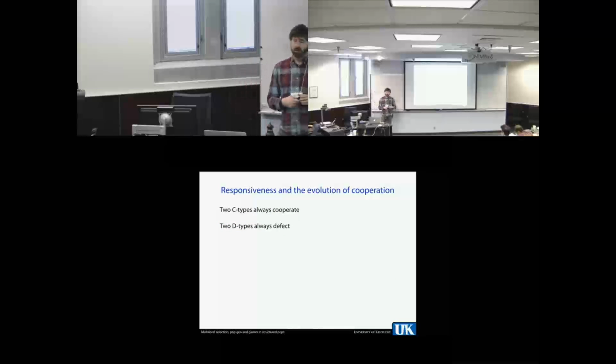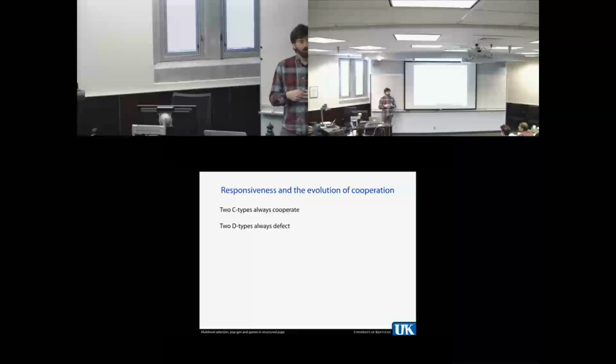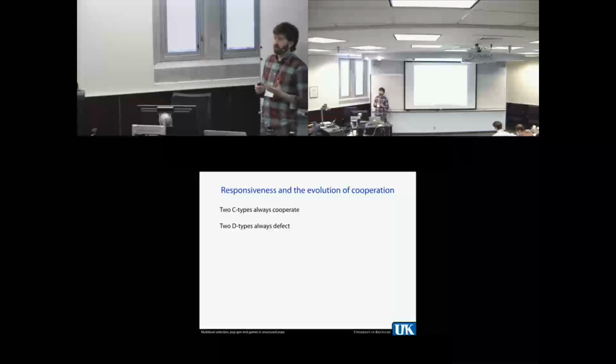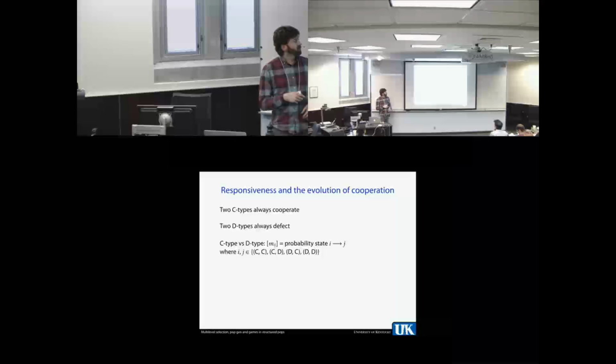So if we play two C-types together, since the C-type intrinsically wants to cooperate with probability rho, and they're also reciprocating with probability rho to what their partner did, they're always going to cooperate. And likewise, two D-types will always defect when playing each other. So the only part of the interaction we have to look at is what happens when a C-type plays a D-type. We'll write out a matrix for this.